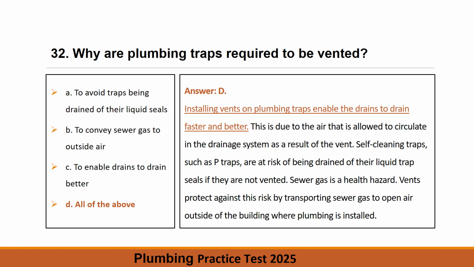Answer, D. Installing vents on plumbing traps enable the drains to drain faster and better. This is due to the air that is allowed to circulate in the drainage system as a result of the vent. Self-cleaning traps, such as P-traps, are at risk of being drained of their liquid trap seals if they are not vented.